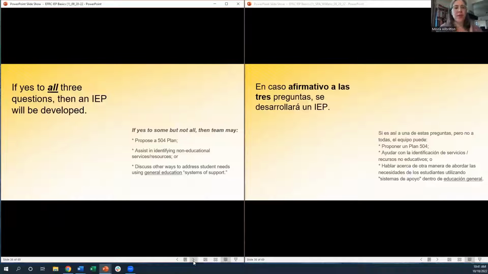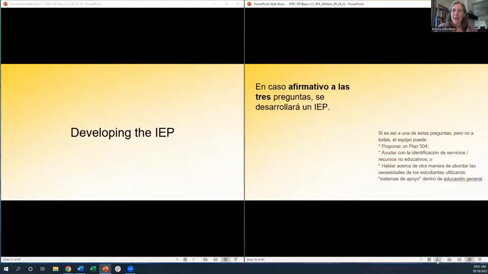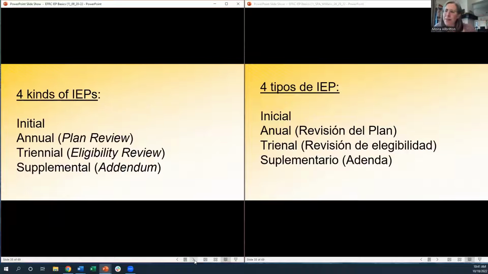So we're going to presume the yes to all three questions, and we're going ahead and developing an IEP. And there are 4 kinds of IEPs. We've primarily been talking about that initial IEP, where we're really wrapping our arms around who this student is, what his or her individual needs are, and just meeting the student. But there are other kinds of IEPs. There's annuals, which you may hear referred to as a plan review. There are triennials, sometimes called eligibility reviews. And then there's something called a supplemental, or sometimes called an addendum. And that's when we have any one of those 3 and we need to adjust a portion, but we're not going to go through the whole IEP process. So we're going to reopen it to have a limited discussion about a portion of the IEP.